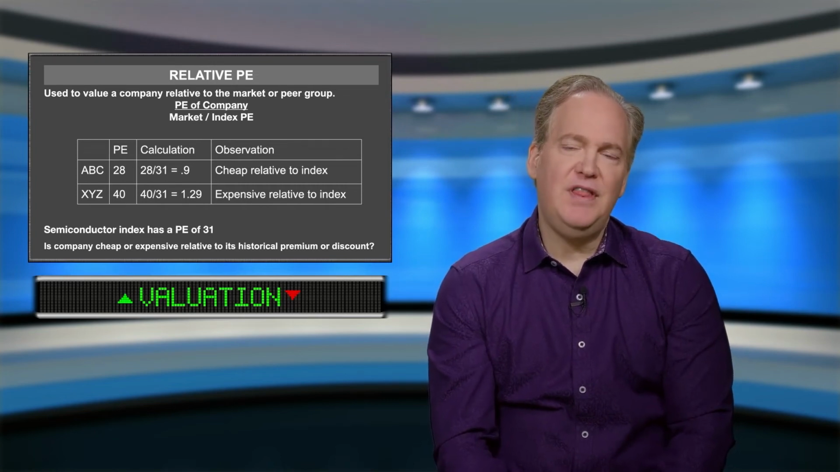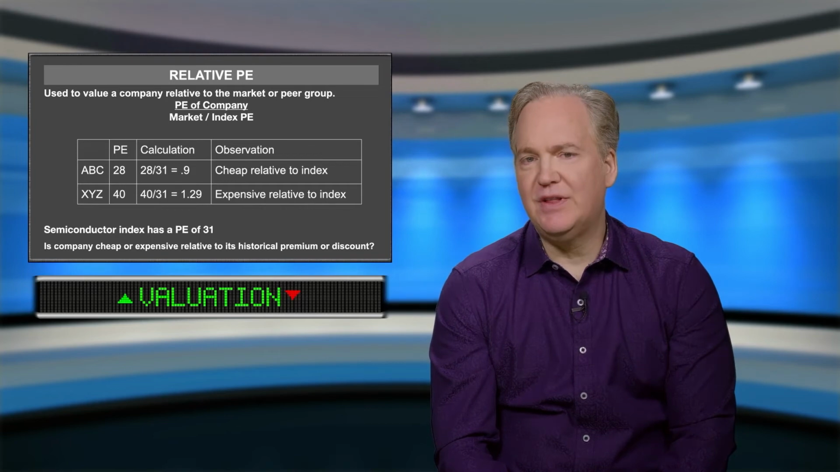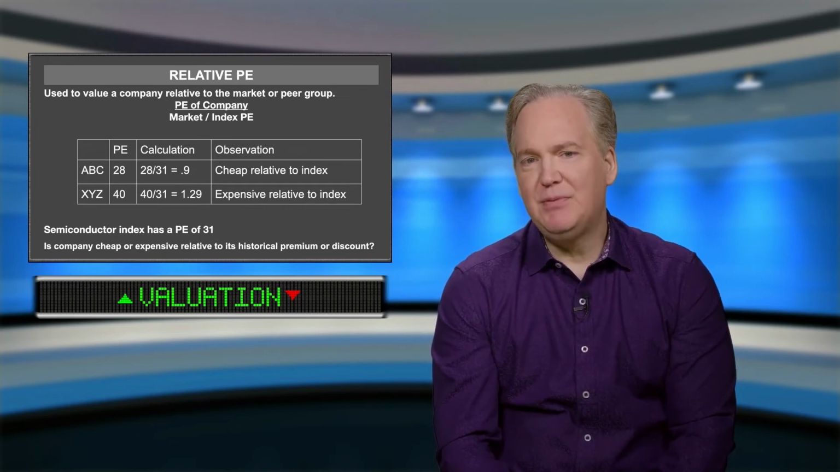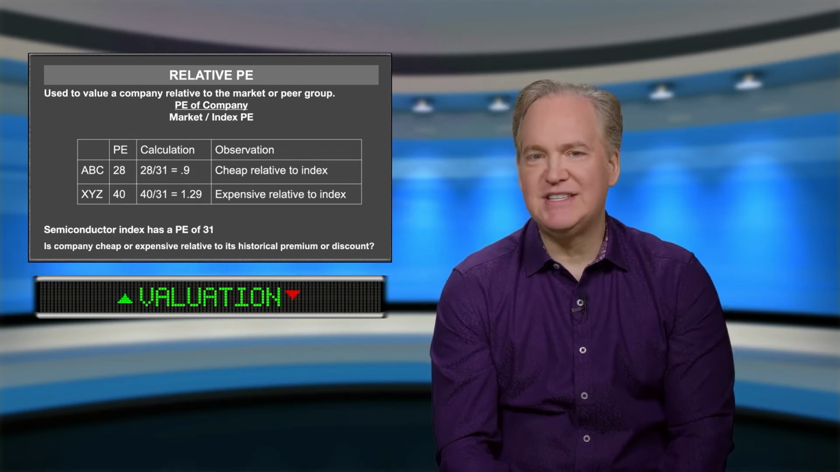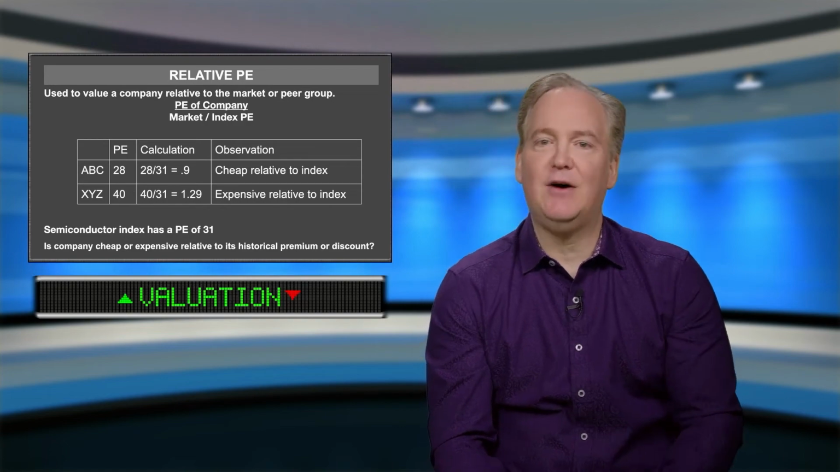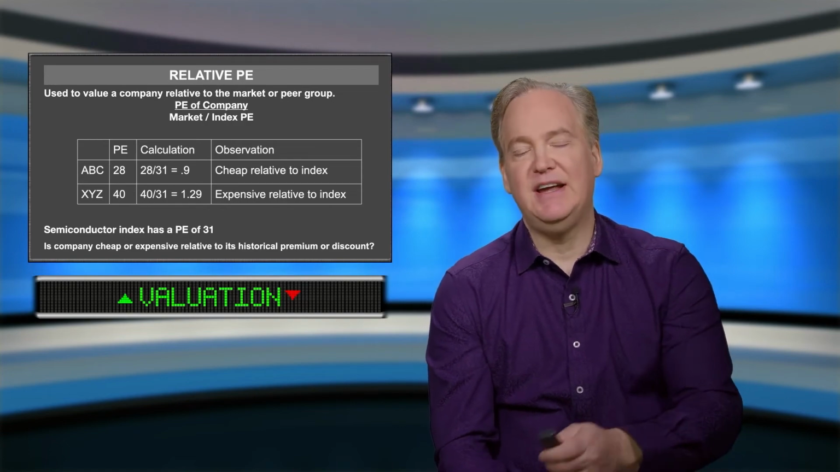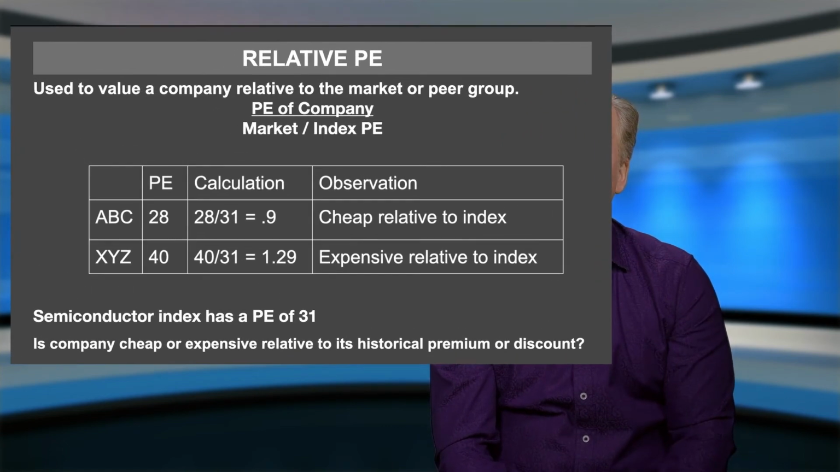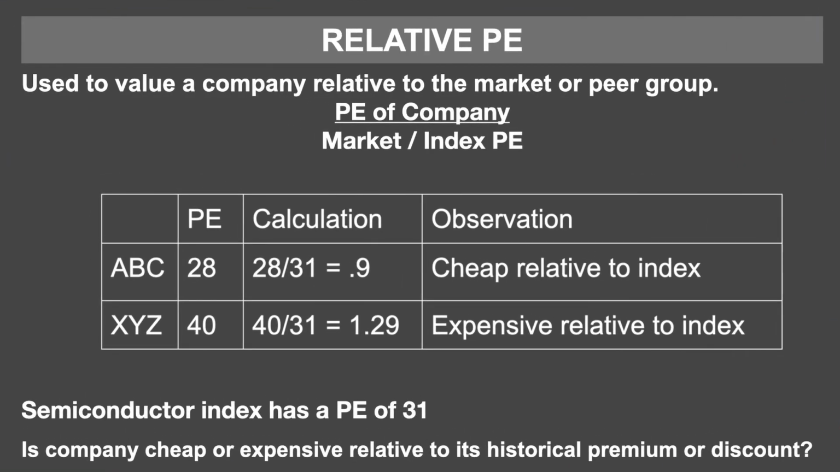Now, one thing they could ask you to deal with on the exam is: is the company cheap or expensive relative to itself, based on its historical premium or discount to the marketplace PE? So they could ask you, well, if ABC traditionally trades at a discount to its index, is it cheap or expensive relative to itself? And you need to be aware of this style question.